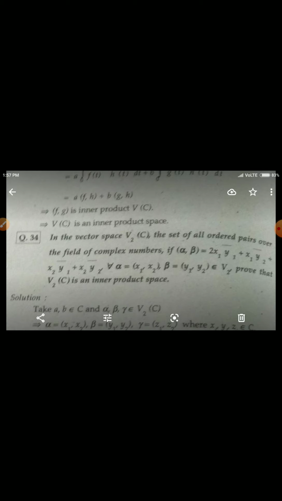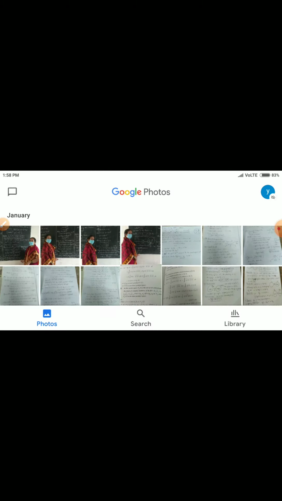Now for that, once again take two complex numbers a and b, and alpha, beta, gamma belongs to the vectors in V2 of C. Take alpha equal to x1 x2 and beta equal to y1 y2, gamma equal to z1 z2, where x, y, z belong to C. I hope that is clear.